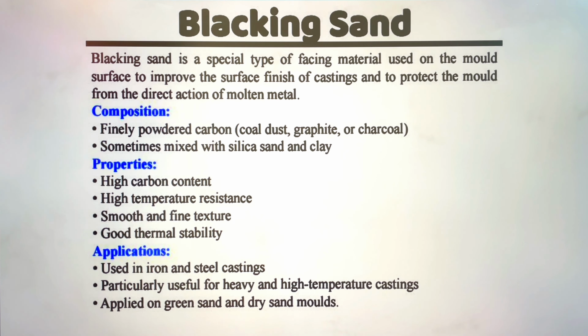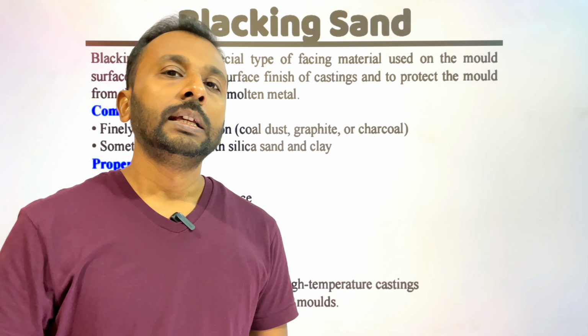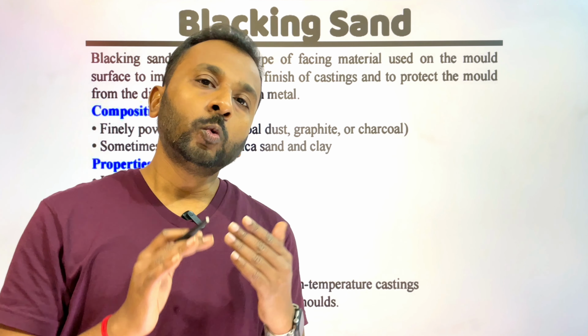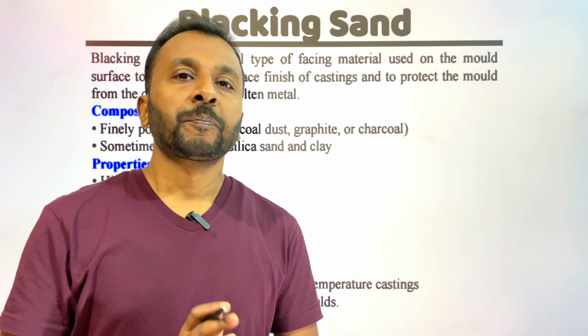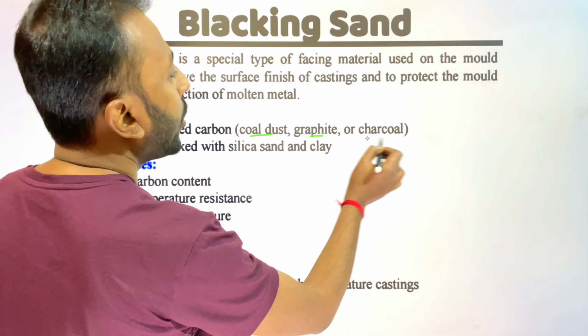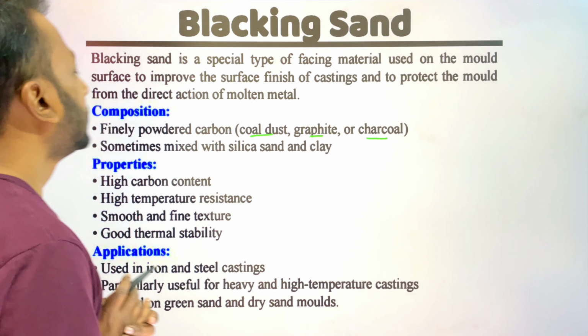The next one is blacking sand. So what is blacking sand? It is a special type of molding sand. It can be green sand, dry sand or loam sand, and with those kinds of sands we are adding coal dust, graphite or charcoal to get more surface finish, to get more strength. This is the blacking sand.